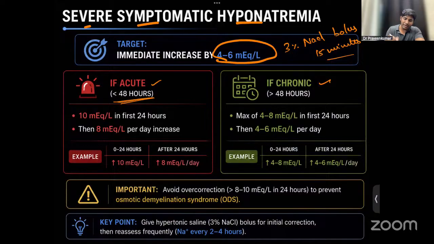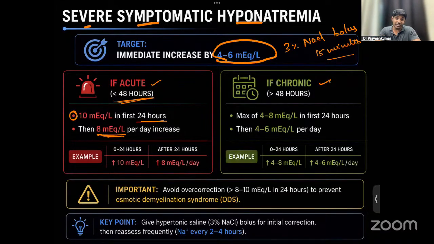So how can you treat it? In the first 24 hours, you can increase the serum sodium levels by a maximum of 10 milliequivalents. And after the first day, every next day, you can increase it by 8 milliequivalents. Okay, this is the cutoff. So first day, it is 10 milliequivalents. Subsequent days, we can increase it by 8 milliequivalents.